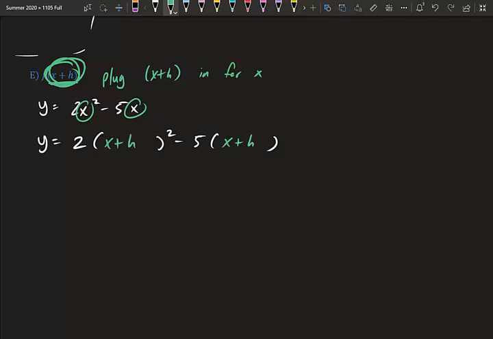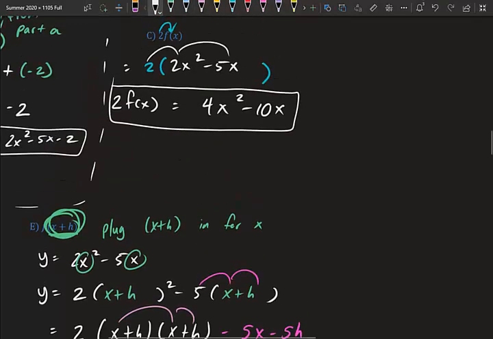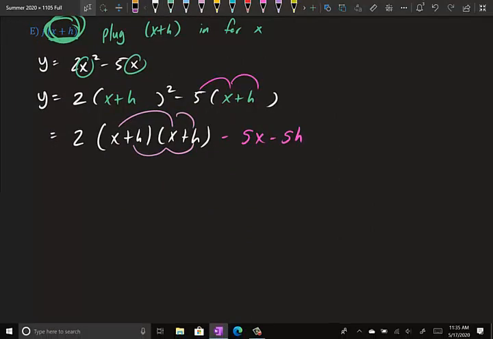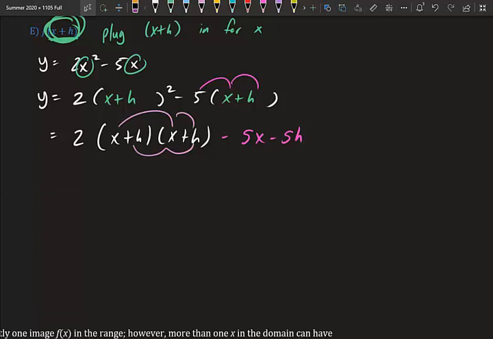Now we need to simplify. We need to simplify because x plus h squared is x plus h, x plus h. We can go ahead and distribute this negative 5. So when we do, we have negative 5x minus 5h. We need to FOIL. I'm not going to show you how to FOIL. You should know how to FOIL. If you don't and you struggle with it, that's okay. If you struggle with foiling, let me know. I have videos. I can send you videos. I can send you worksheets.